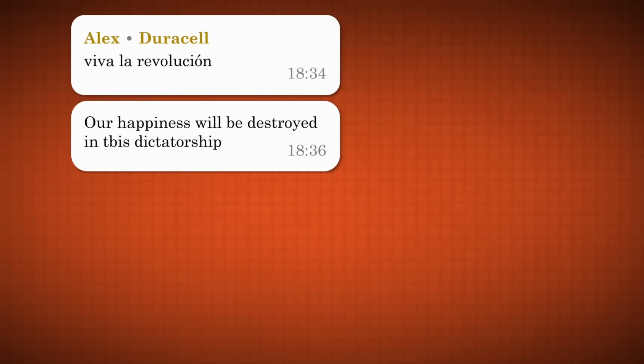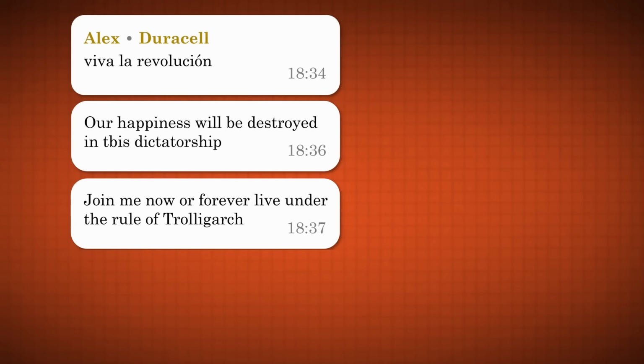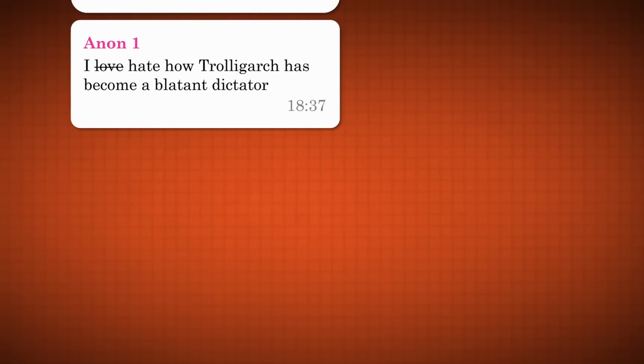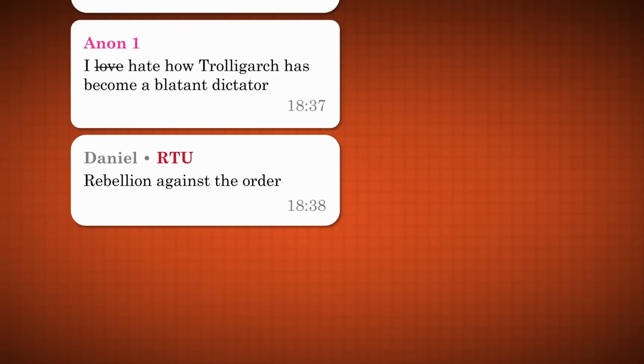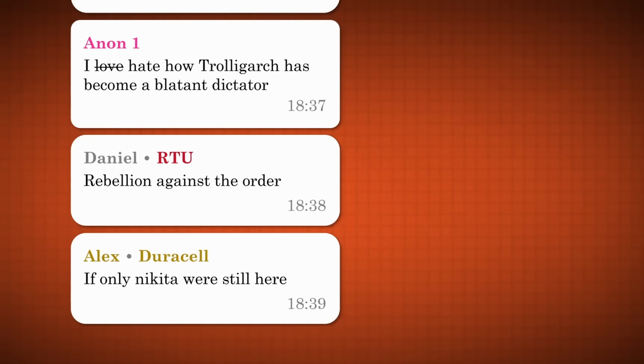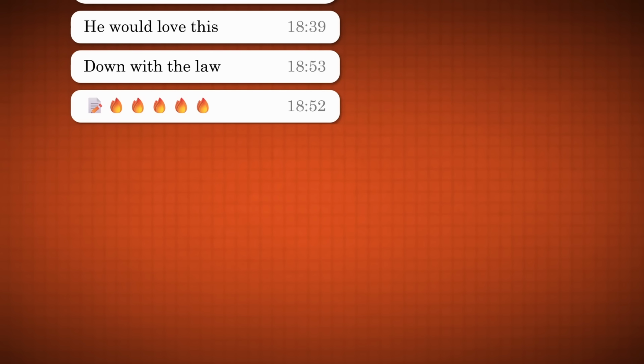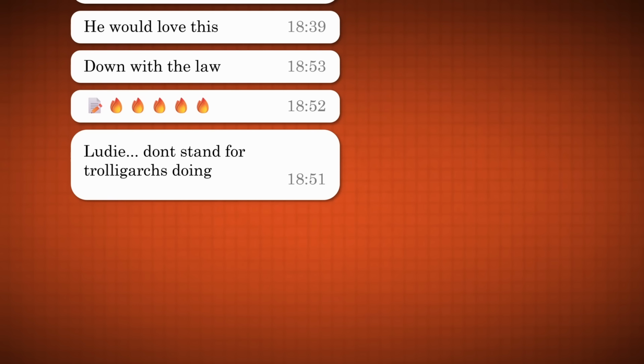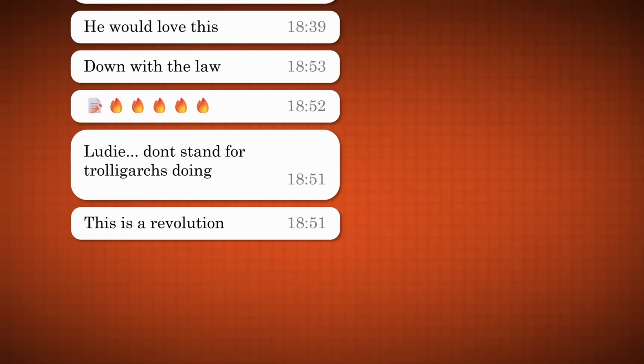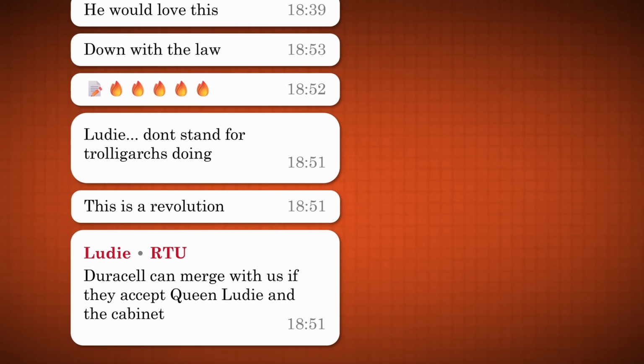Our happiness will be destroyed in this dictatorship. Join us now, or forever live under the rule of Trolligarch. I hate how Trolligarch has become a blatant dictator. Rebellion against the order. If only Nikita was still here, he would love this. Down with the law. Ludi, don't stand for Trolligarch's doing. Join the revolution. Duracell can merge with us if they accept Queen Ludi and the cabinet.